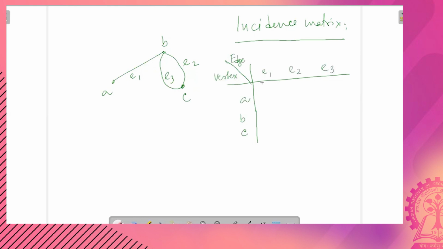We ask whether the edge E1 is incident on the node A, and we get an answer yes, and therefore it's a 1. E2 is not incident on A, hence 0. E3 is not incident on A, and hence 0. On B, all the 3 edges are incident. On C, E1 is not incident, however E2 and E3 are both incident. And this constructs the incidence matrix of the graph.